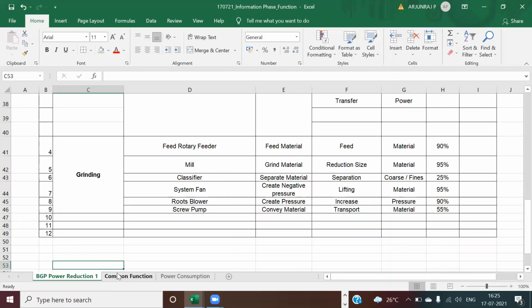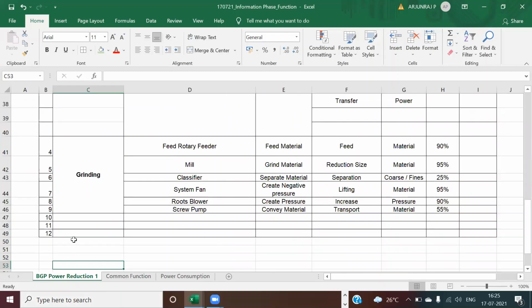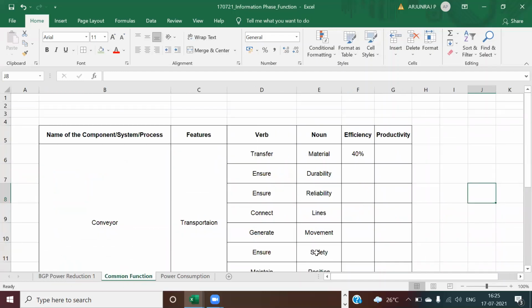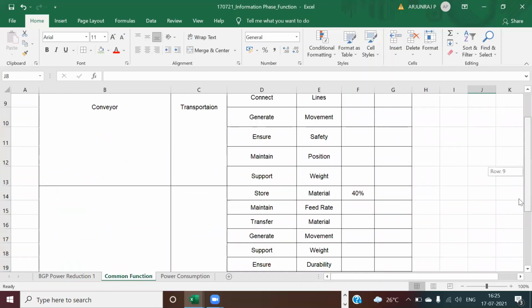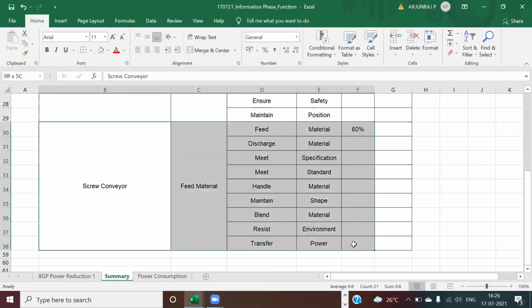After carrying out like this, you write down all the common functions. How to write a common function: this is nothing but a summary, not a common function. Maybe you can write this as a summary. So here the summary is the common functions. So write some functions here.